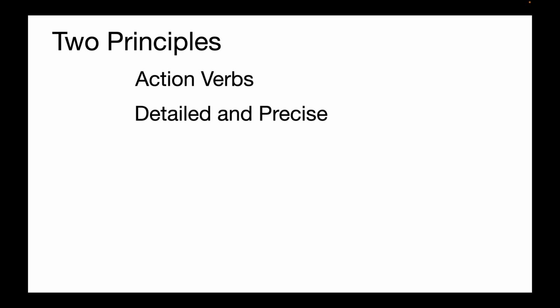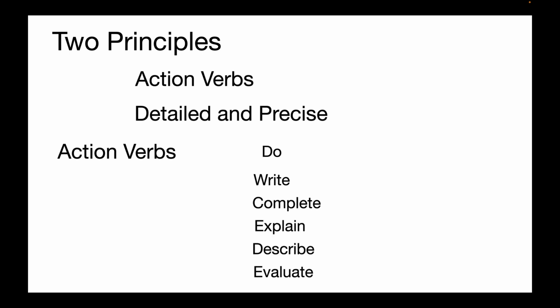Here are some examples of action verbs that we should and shouldn't be using. Write, complete, explain, describe, evaluate are the kind of verbs we should be using, and we should not be using understand, think, feel, try, know to start our prompts. That will confuse the model.